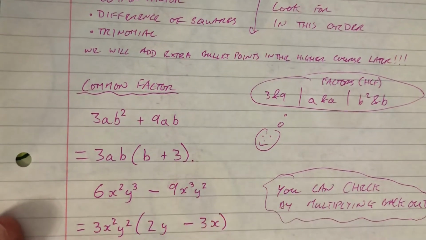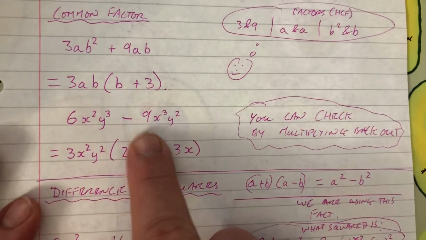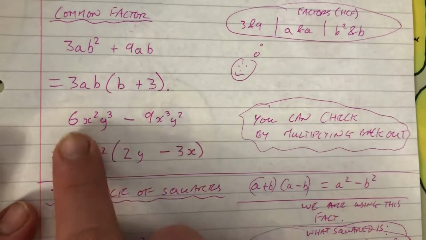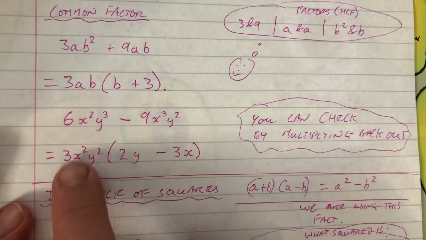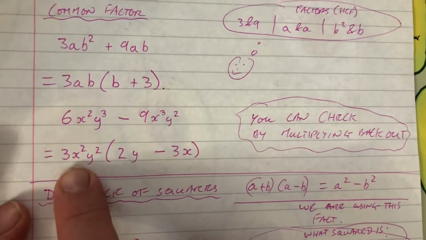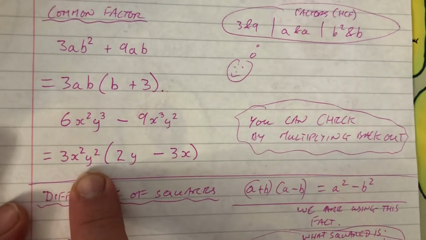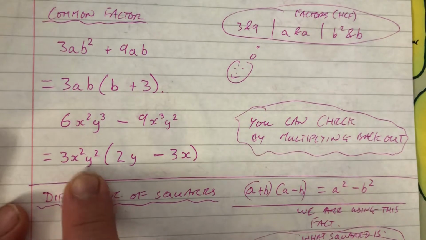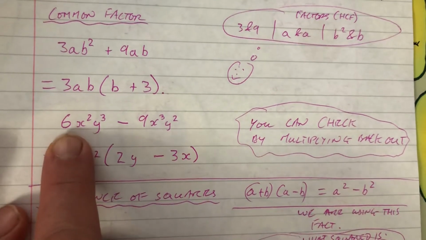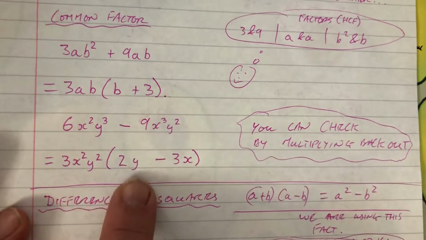Similarly for this one, you've got 6x squared y cubed minus 9x cubed y squared. Highest common factor of 6 and 9 is 3. Highest common factor of x squared and x cubed is x squared. Highest common factor of y cubed and y squared is y squared. So we've got 3x squared y squared. So 3 2s are 6. We pulled the x squared out and a y squared, so we're left with 1y.